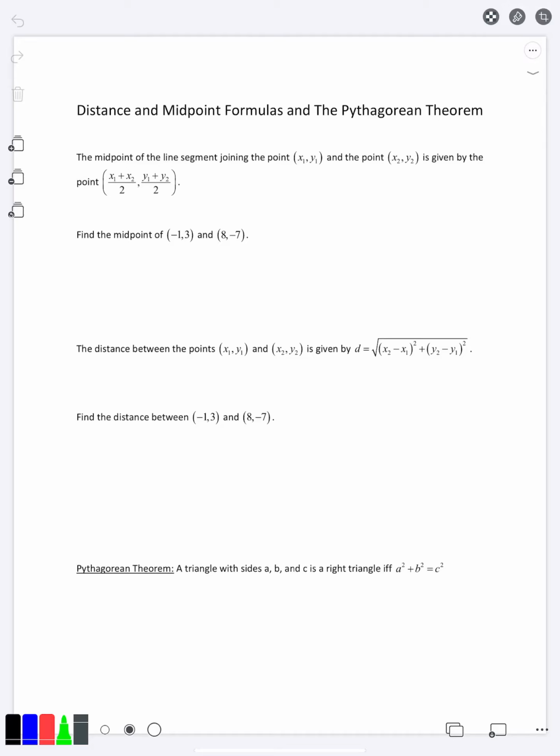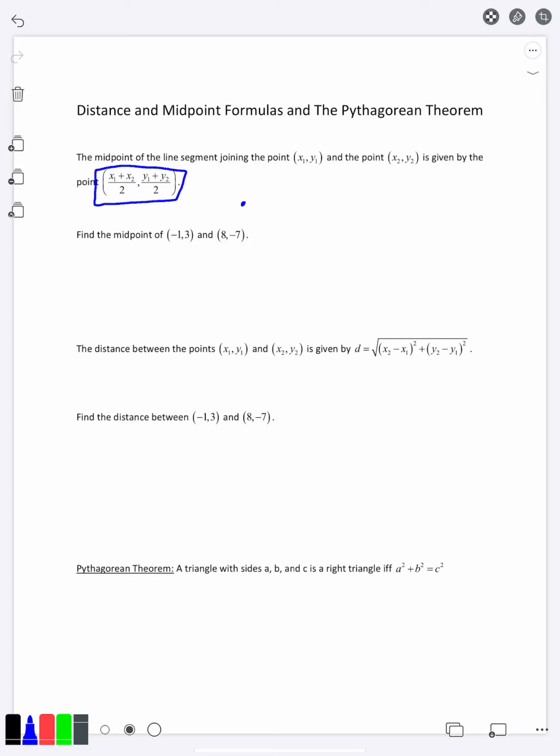In this video, we're going to learn about the distance and midpoint formulas as well as the Pythagorean theorem. The first thing here is we have this formula for the midpoint, which is (x1 plus x2) over 2, (y1 plus y2) over 2. Let's explain what we're even talking about here.